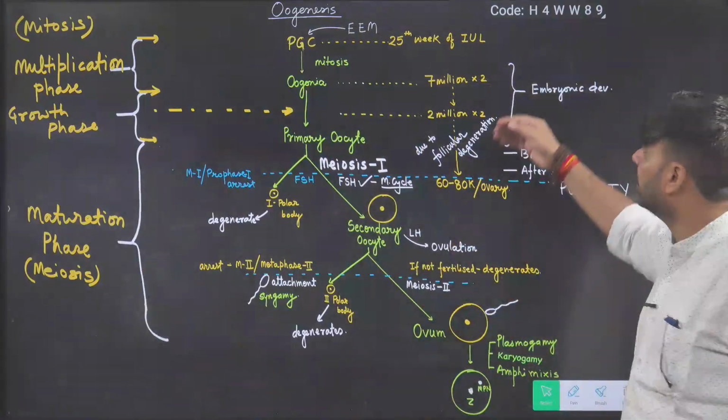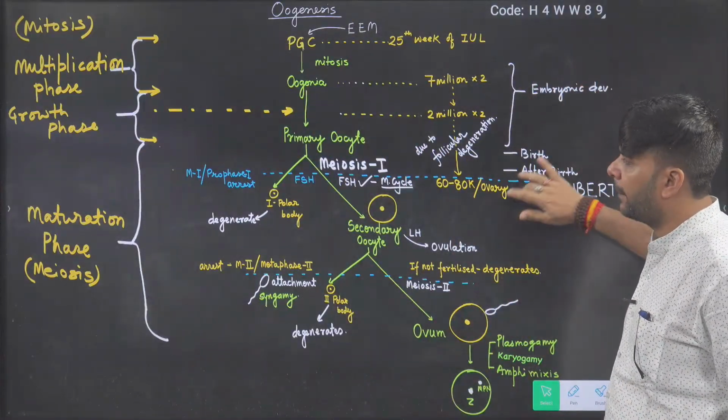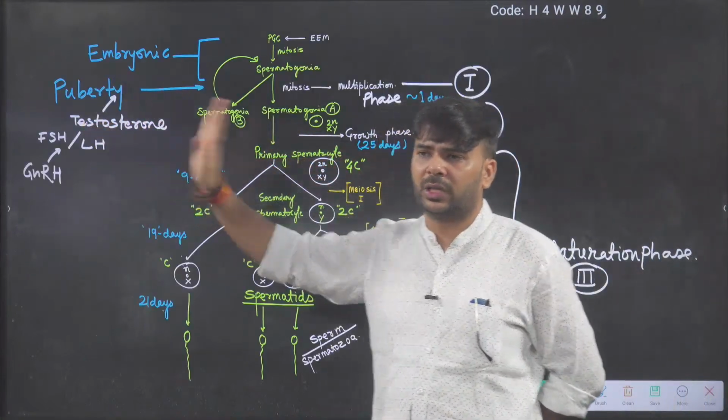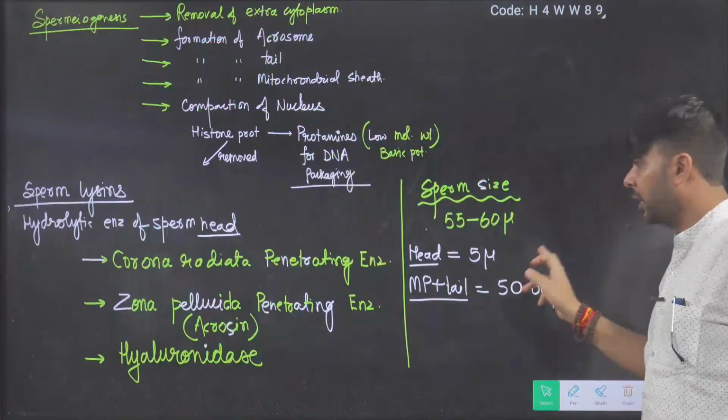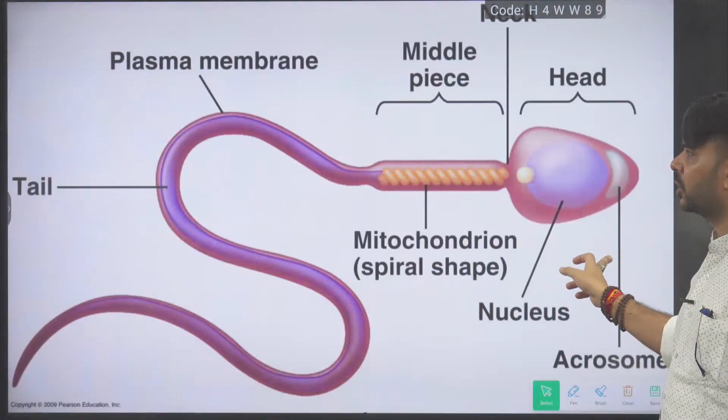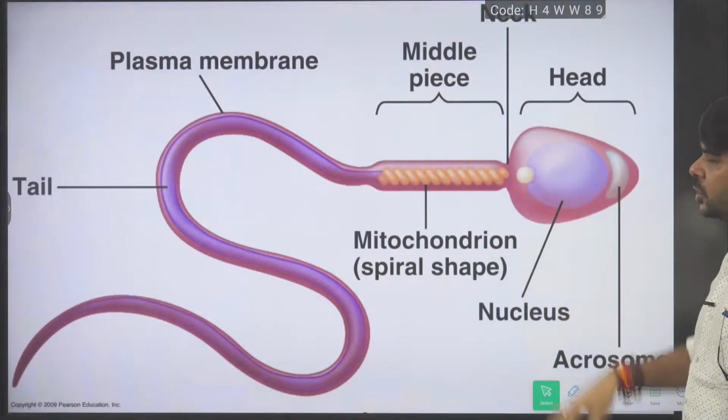Oogenesis starts during embryonic development. Spermatogenesis starts during puberty. Okay, this much difference only. The hormones are the same, hormones are not different. Okay, spermatogenesis. Now you come to sperm structure.